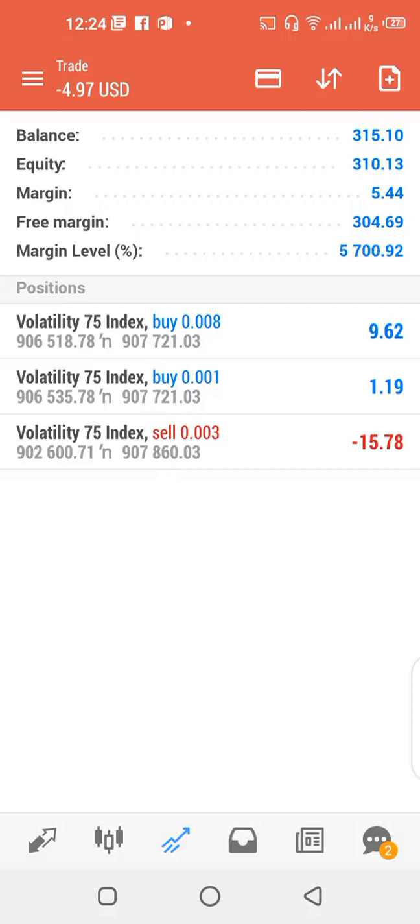My current balance is 315.10. I may close with some profit as much as $3. My balance may get up to 318 or 317 thereabouts.